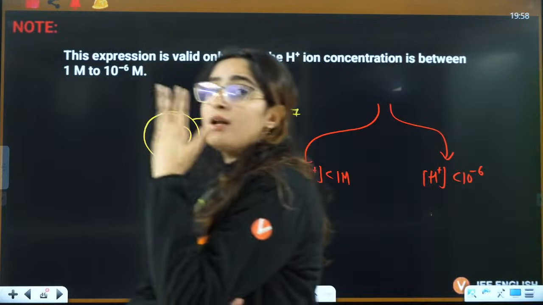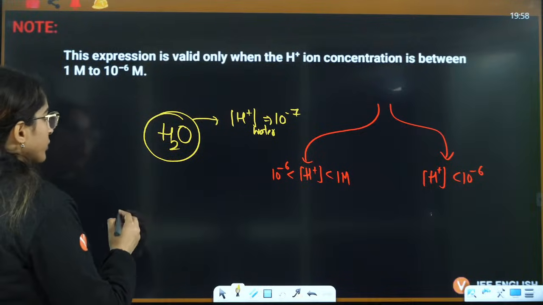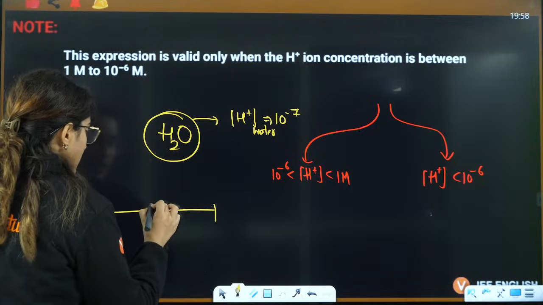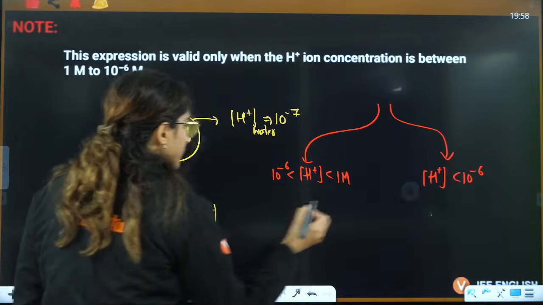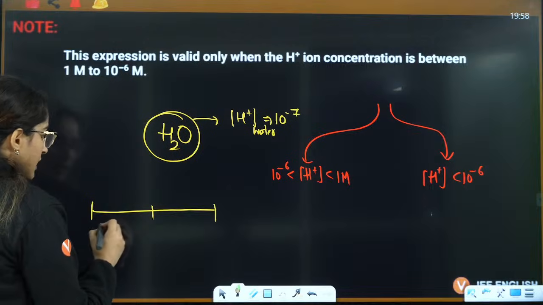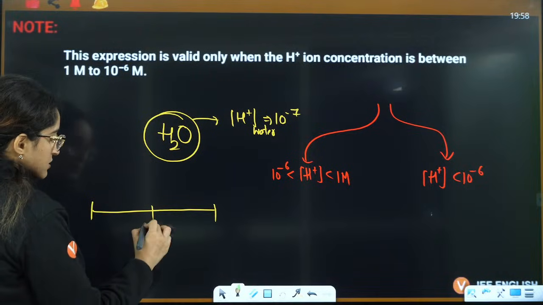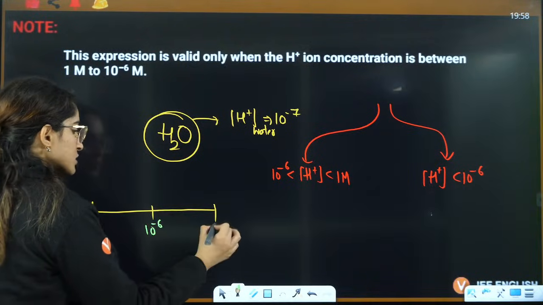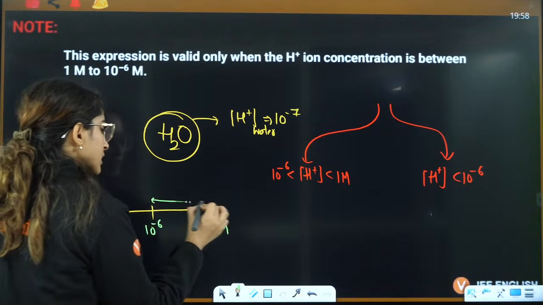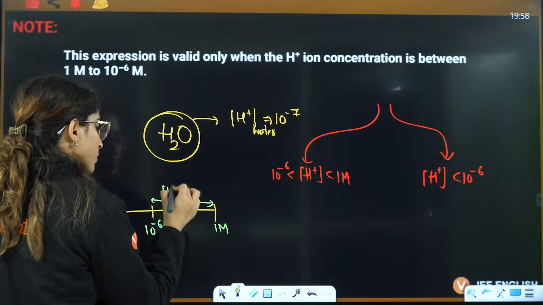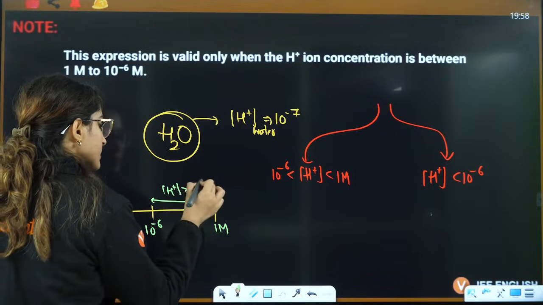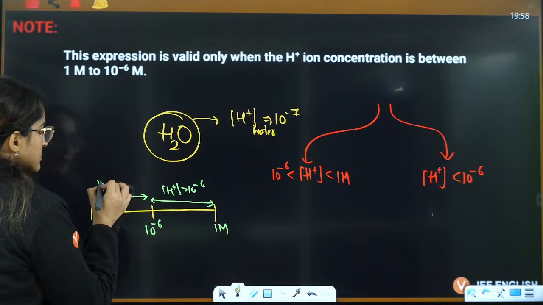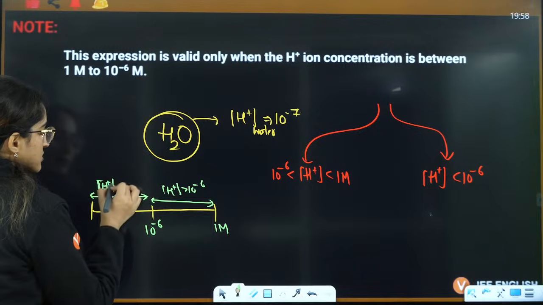If you see it on a number line, let me define a number line for you. This is 10 raised to power minus 6, and this is 1 molar. If the concentration of H positive is greater than 10 raised to power minus 6, it lies here, or beyond this, if it is less than 10 raised to power minus 6.